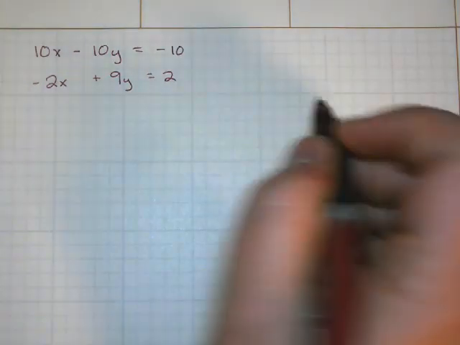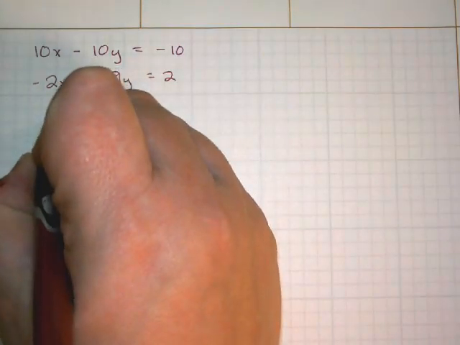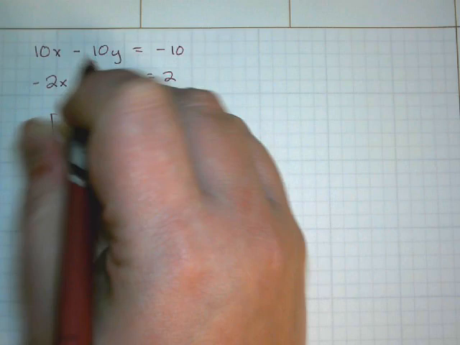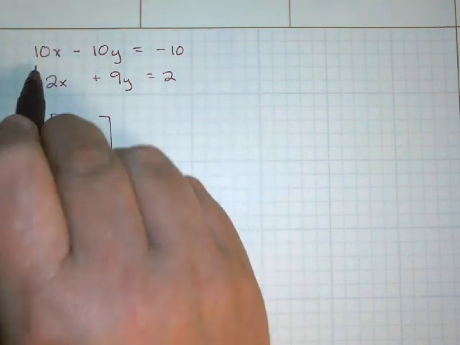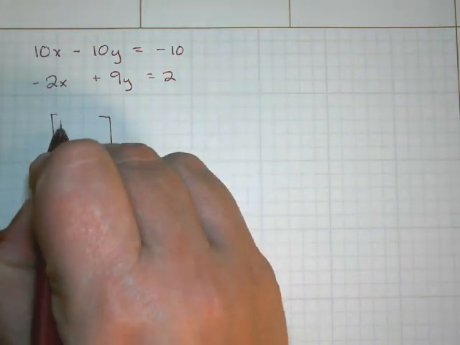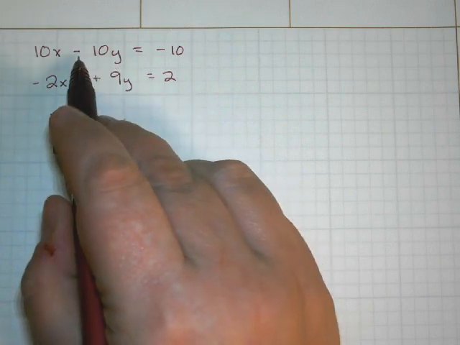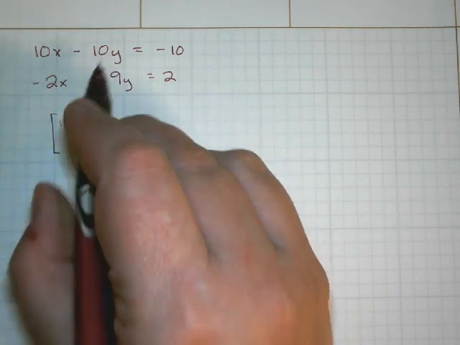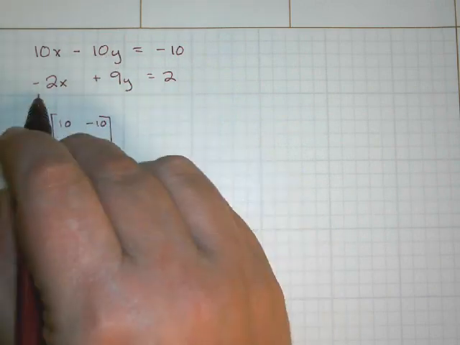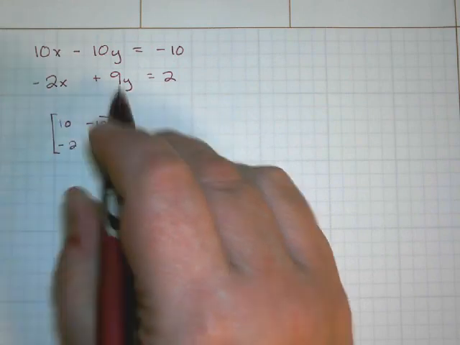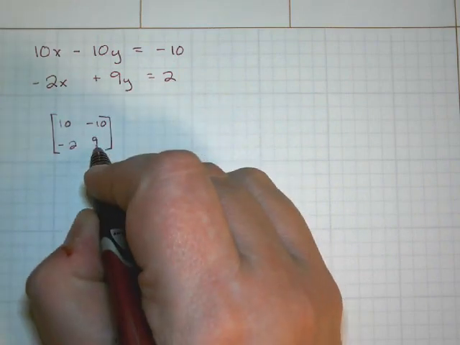So I'm going to set up my three matrices. Matrix 1 is again a 2 by 2. It's holding all of the coefficients. So my coefficient here is 10. This is going to be a coefficient of negative 10. Coefficient of negative 2, and positive 9.